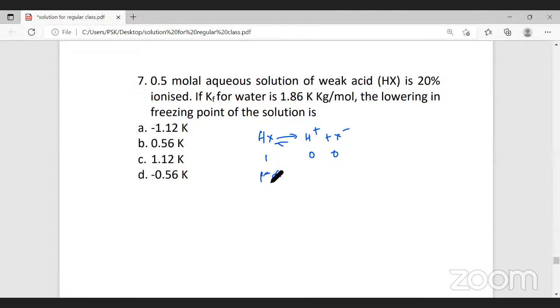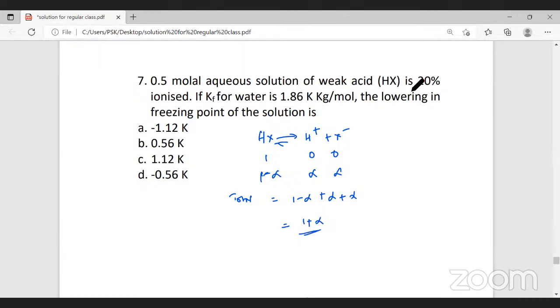So when alpha dissociates from 1 mole, the H plus formed is alpha and the X minus formed is also alpha. So the total is the sum of all this: 1 minus alpha plus alpha plus alpha. That gives you 1 plus alpha.